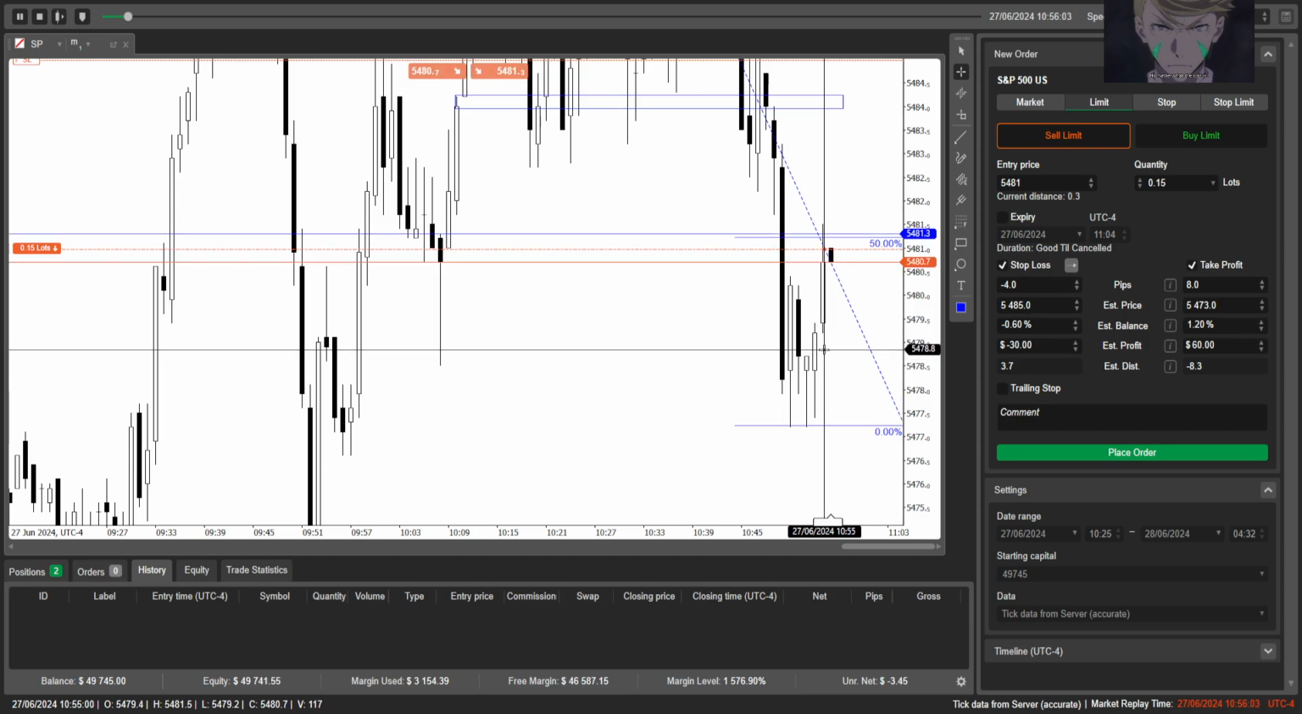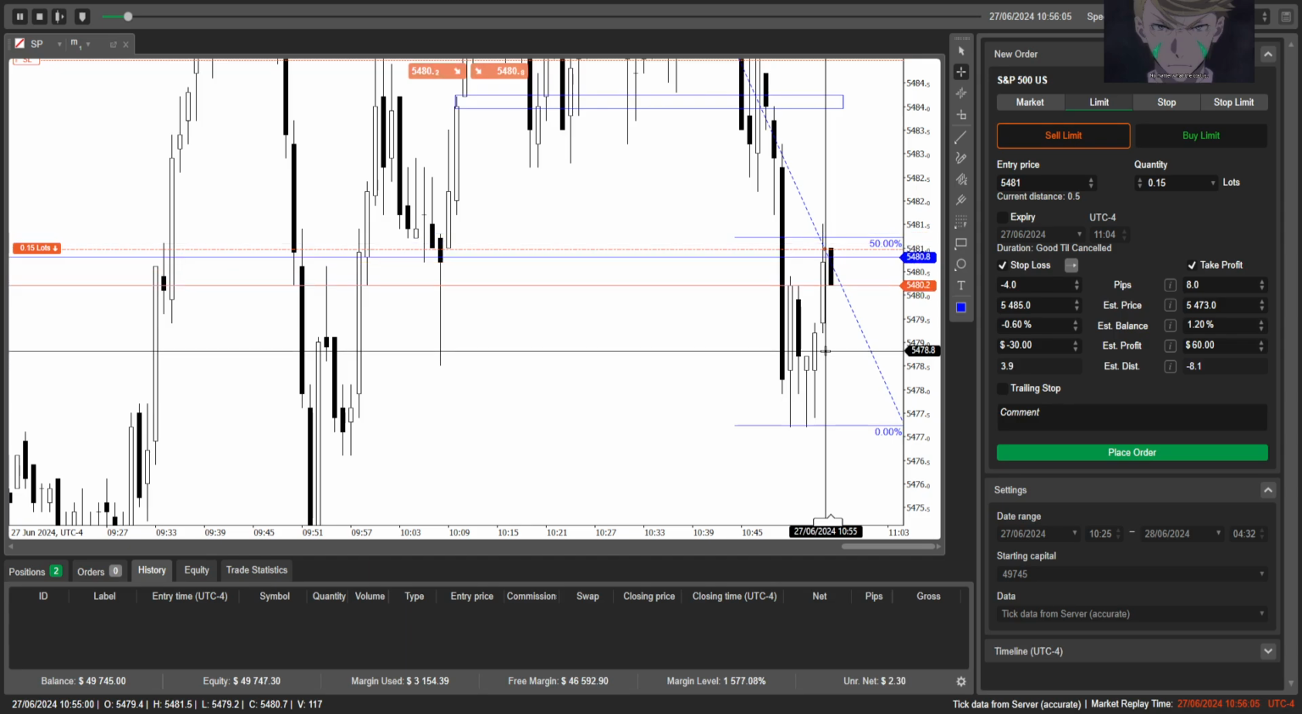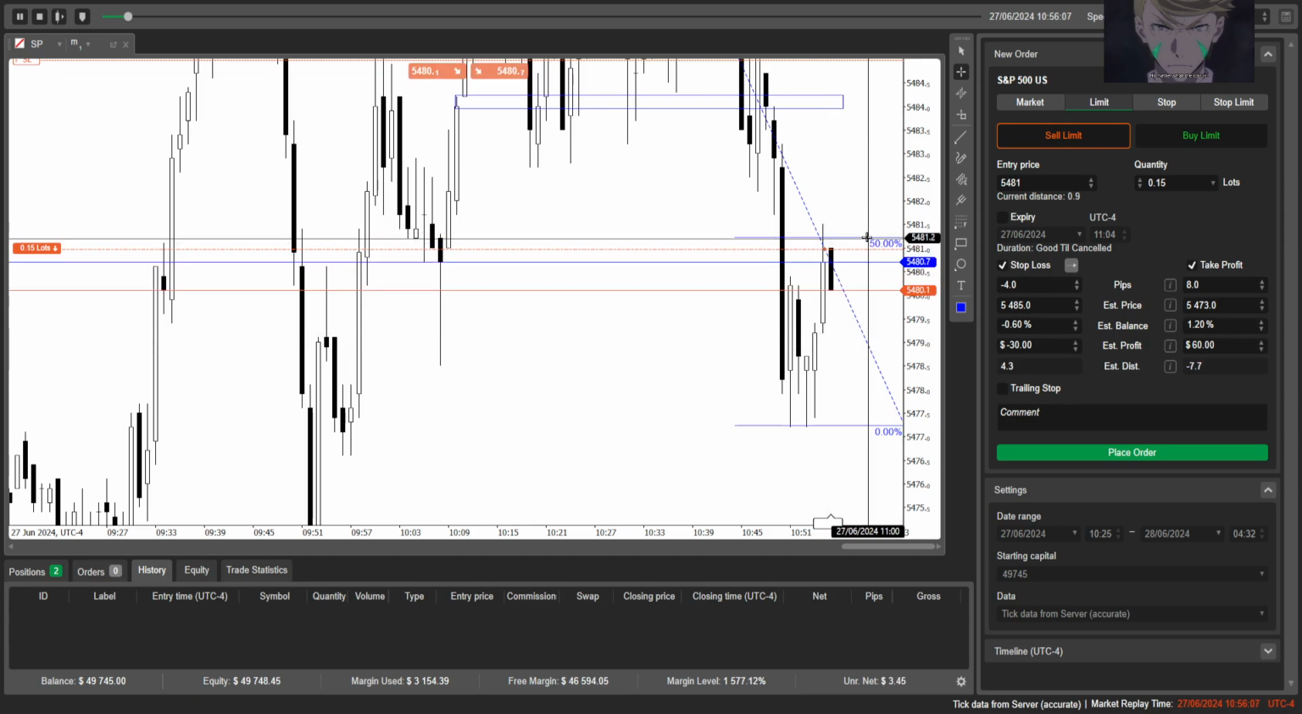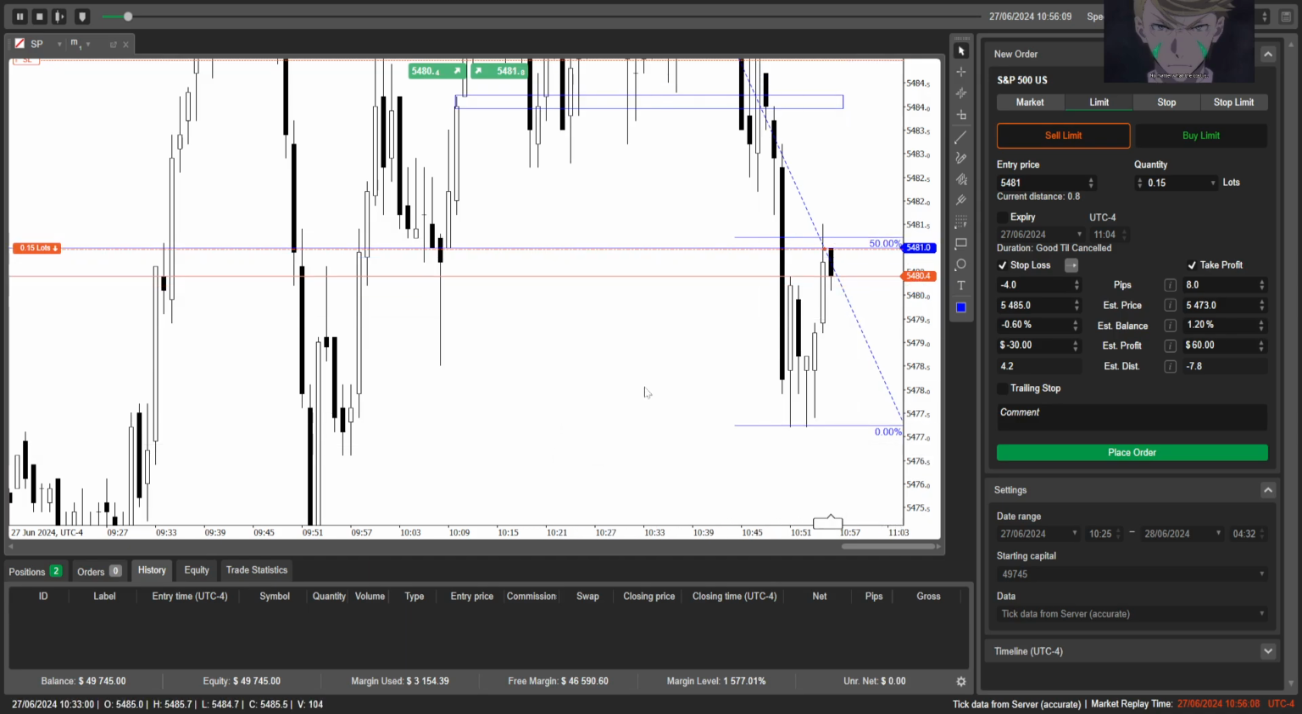So now observe how price is dealing with this 50% of this range. So that's what you need to worry about. It's price closing.